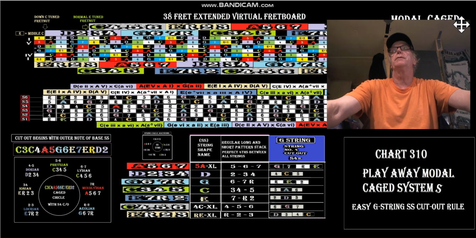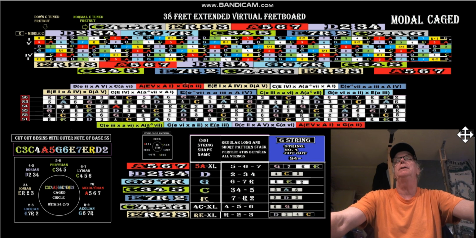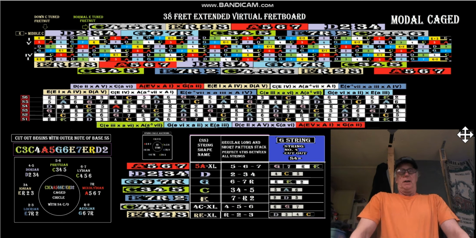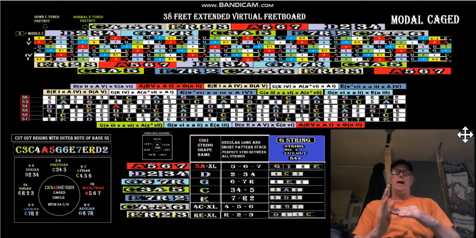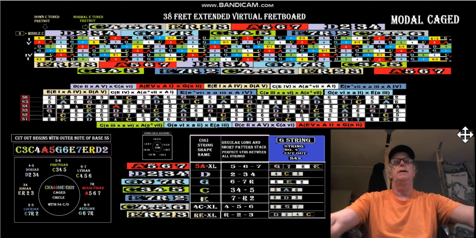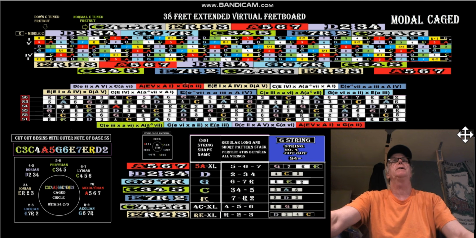And we have chart 310, Playaway Modal Cage Systems, easy G string shape cutout rule. What is that? Well, it's just a way to play the patterns and then cut out of one of the patterns and pick it up on the next string. Okay, so that's what the subject is going to be here.